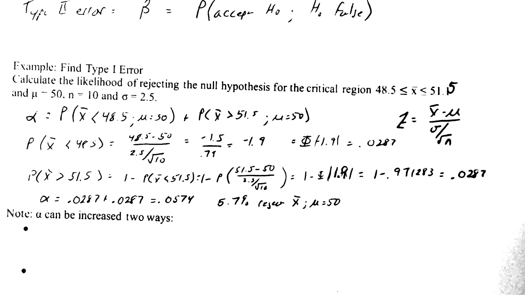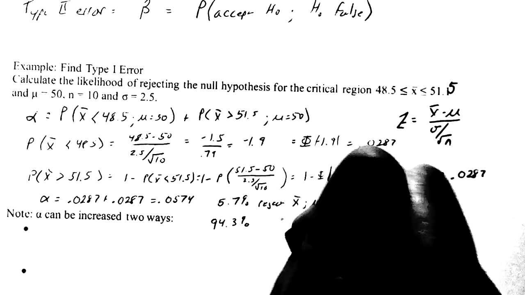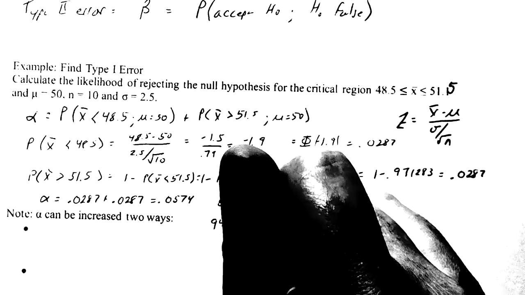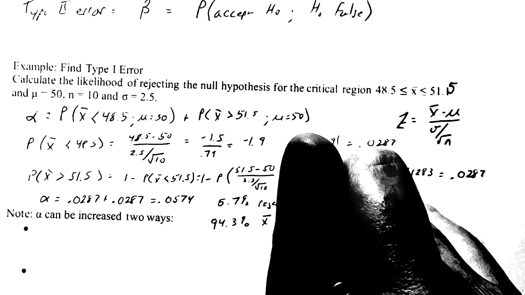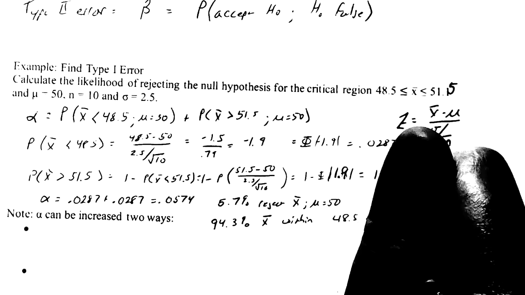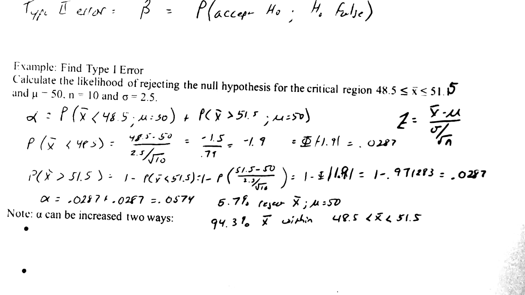And so 94.3% of the time, we're actually going to have an X bar that is within that critical region between 48.5 and 51.5. So that's what we're looking at there.